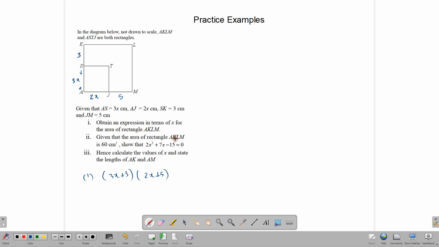Given that the area of the rectangle AKLM is 60, as part 2, given that the area is 60, show that 2x squared plus 7x minus 15 equals 0, which means that we are supposed to form the equation and simplify it. So let's write it out. 3x plus 3 times 2x plus 5 is equal to 60.